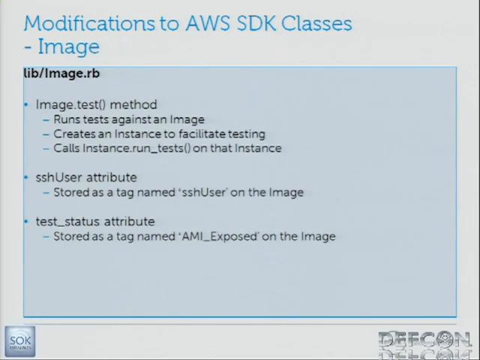I modified the image class to add another method there. Added some places to store parameters. We discovered the SSH user, and I need to store it somewhere, so I just stored it as a tag. Also, the test status updates that tag that defined our scope and defines the results of the test.